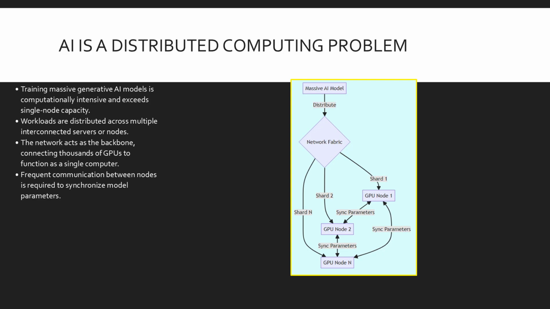To understand the importance of latency, we must first recognize that AI training is fundamentally a distributed computing problem. We are not running these jobs on a single machine. We are distributing the workload across multiple interconnected nodes because the models are simply too large and complex.